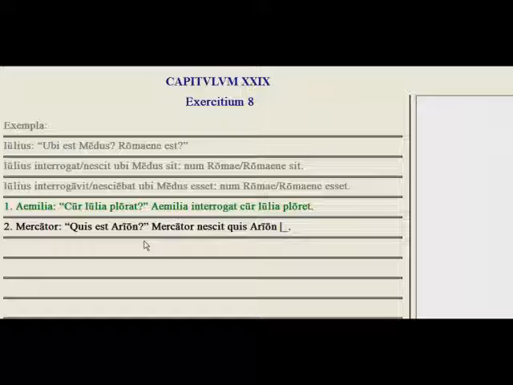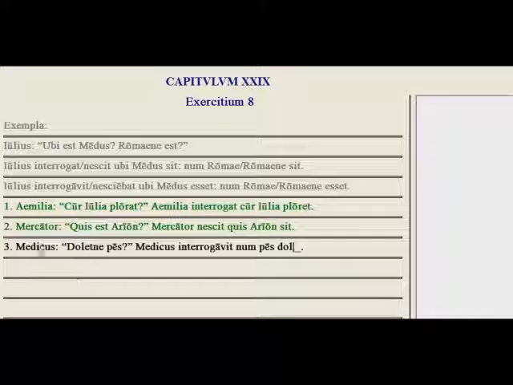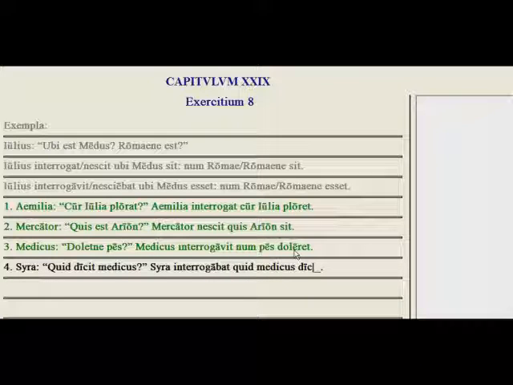And another present tense form, who is Arion? The merchant doesn't know who Arion is, sit. And here we have a past tense. So Medicus asks, is your foot hurting? The doctor asked in the past whether his foot, and here we need, since we have a past question verb, we need the past imperfect subjunctive, doleret.